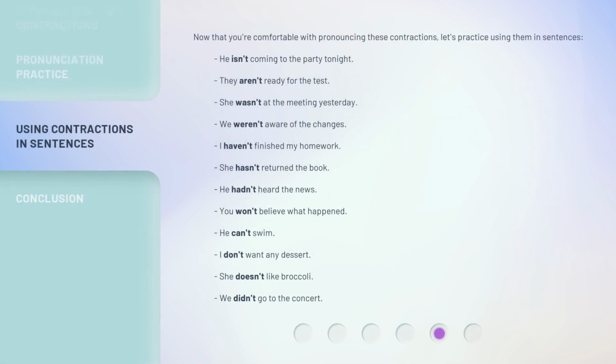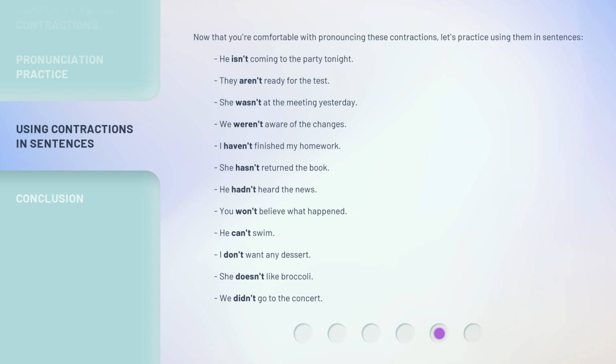Now that you're comfortable with pronouncing these contractions, let's practice using them in sentences. He isn't coming to the party tonight. They aren't ready for the test. She wasn't at the meeting yesterday. We weren't aware of the changes. I haven't finished my homework.